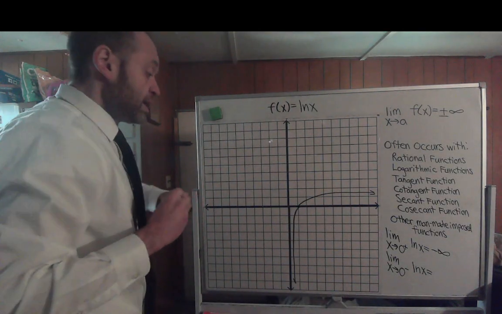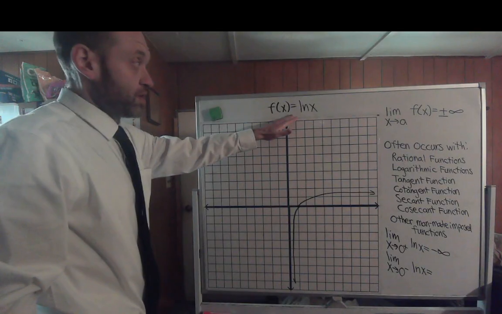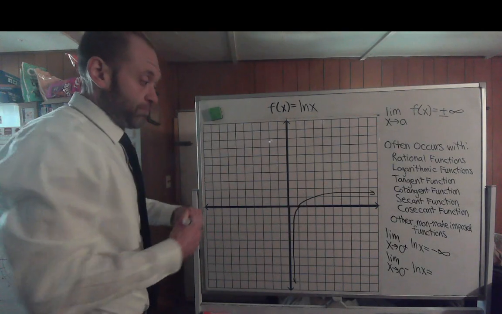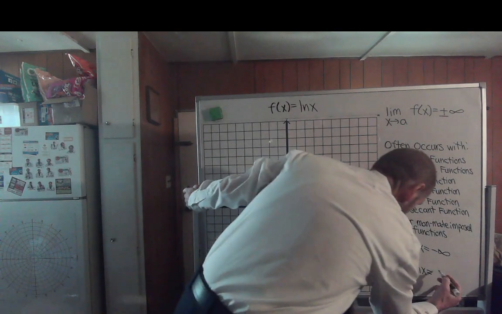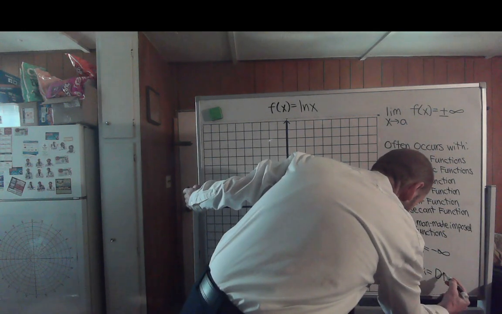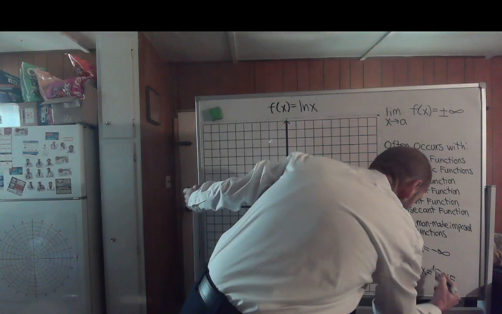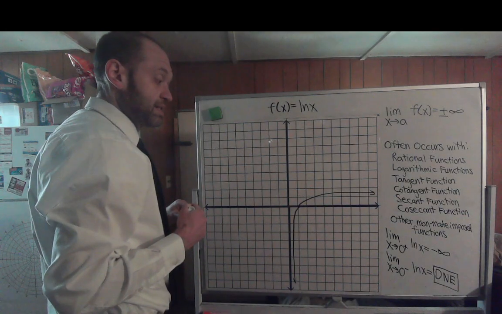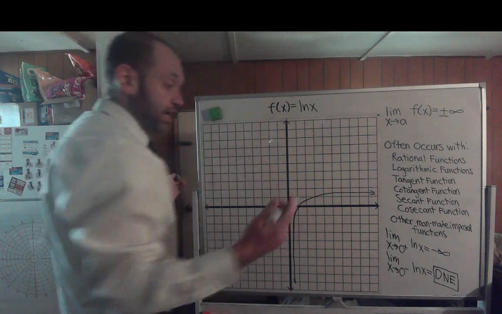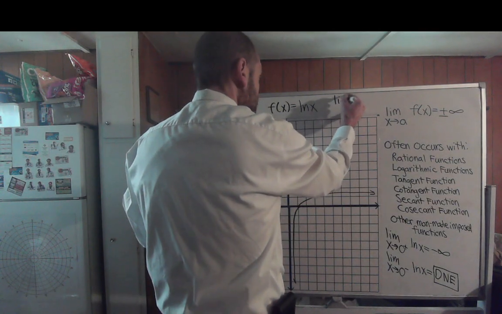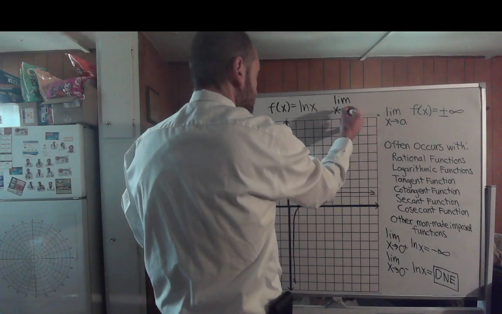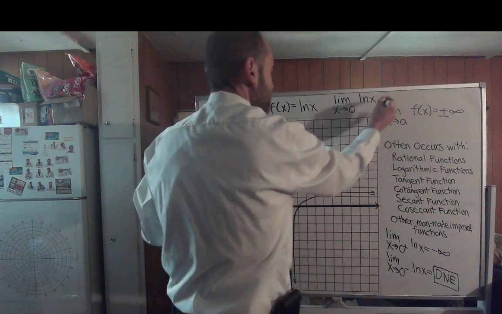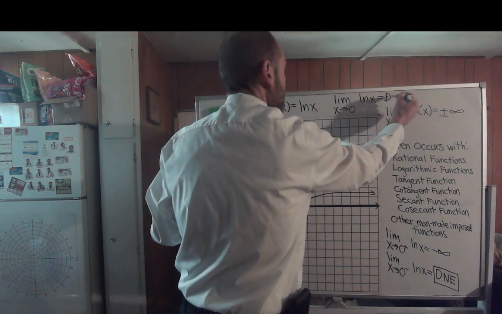Well, for the natural log function, x is not defined for less than or equal to 0. So the left-handed limit of the natural log of x does not exist. So that limit does not even exist in that case. Now, if the limit doesn't even exist for the left-handed side, we can definitely say the general limit as x approaches 0 of the natural log of x does not exist.